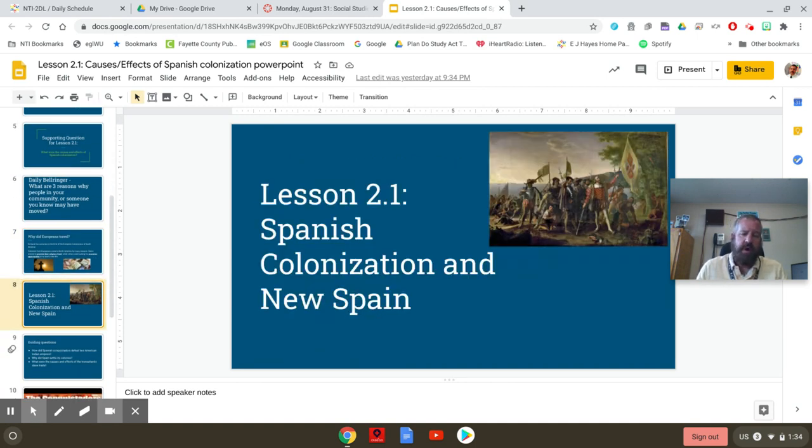The group that we're going to focus on first in their colonization is the Spanish. The Spanish were the ones that first came to America in mass numbers, or what is considered mass numbers, and to really start to colonize. And what they did, which a lot of Europeans did, they just called it New Spain.